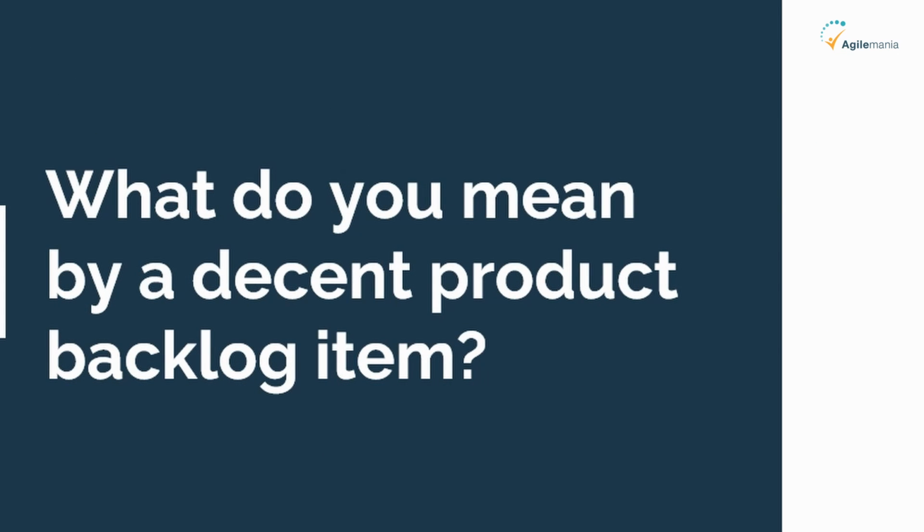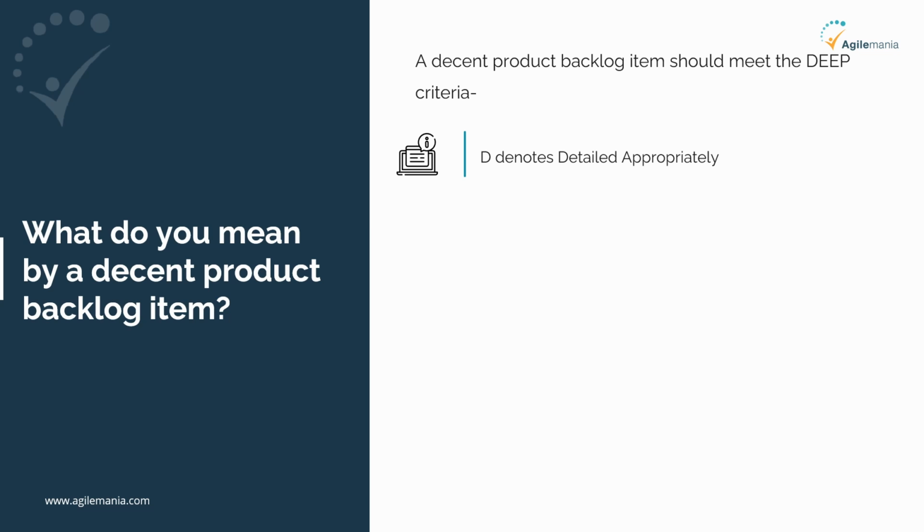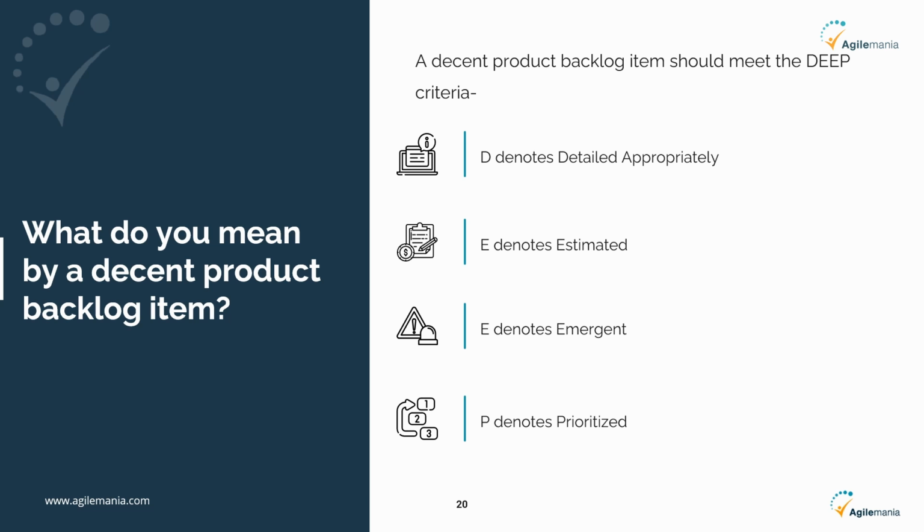What do you mean by a decent product backlog item? A decent product backlog item should meet the DEEP criteria. D denotes detailed appropriately. E denotes estimated. E denotes emergent. P denotes prioritized.